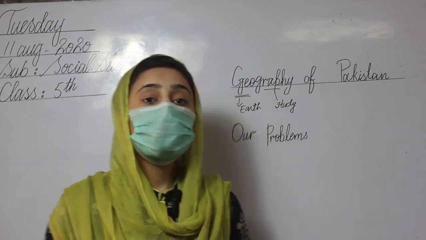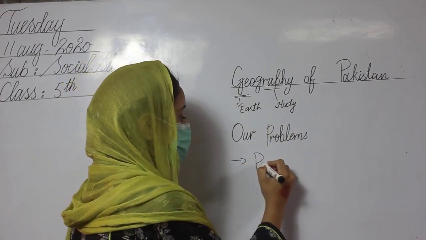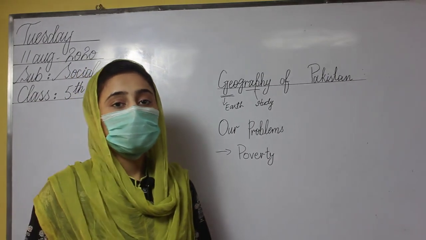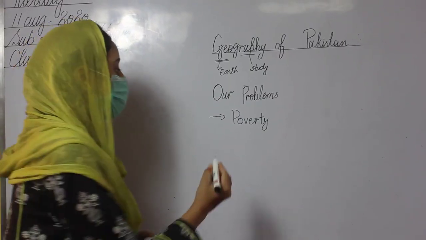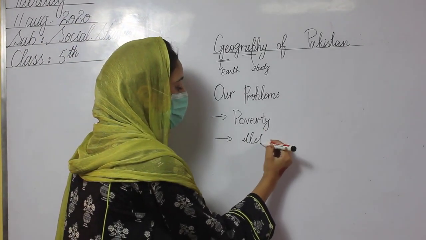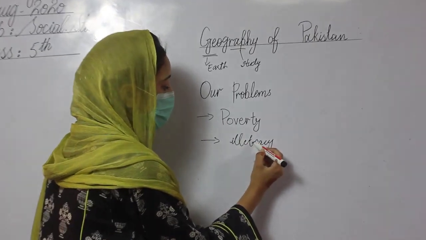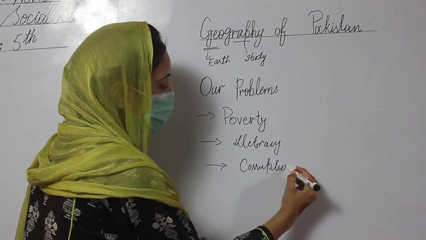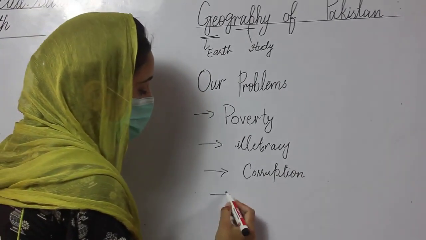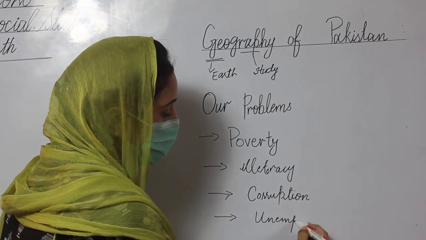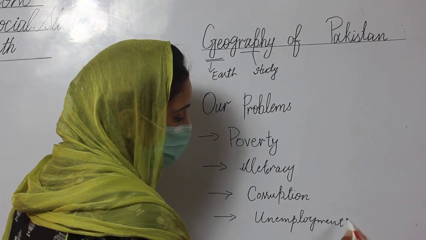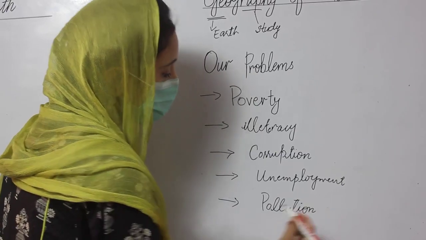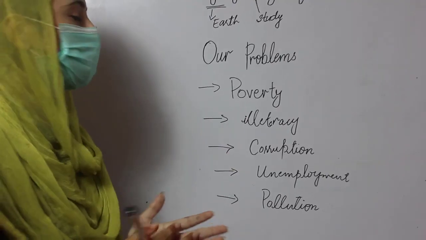The first one is poverty. Poverty is a major problem that is faced by Pakistan and every citizen. And next one is illiteracy. Next is corruption. And another one is unemployment. And pollution. These all are the problems that are faced by Pakistan.